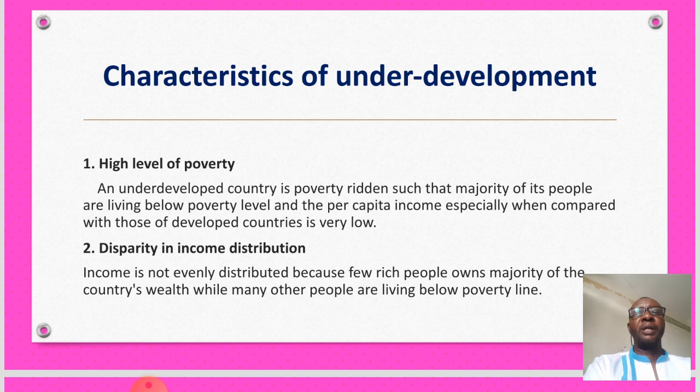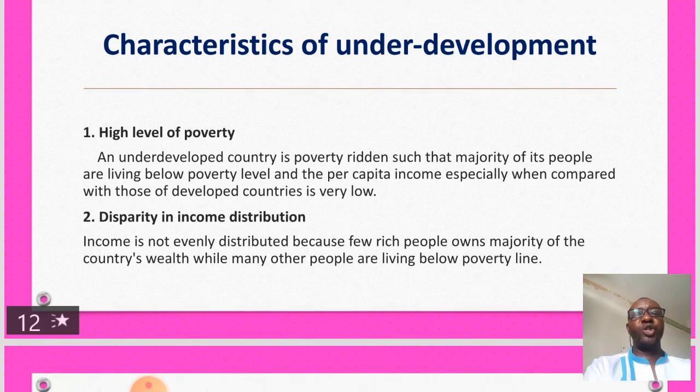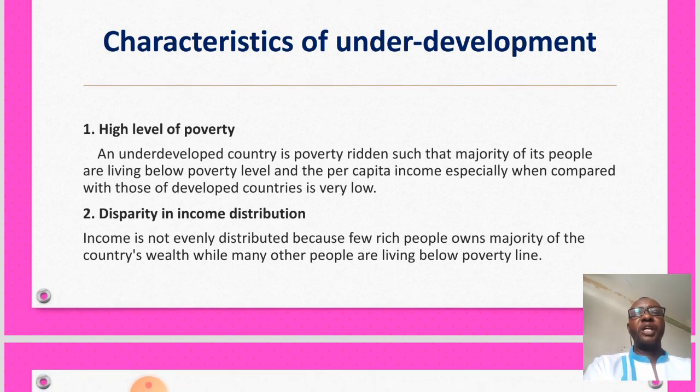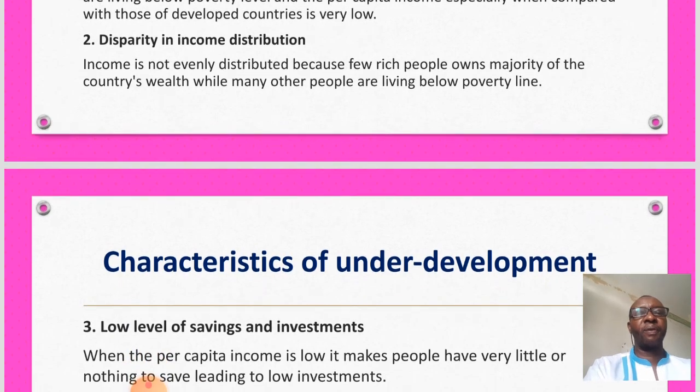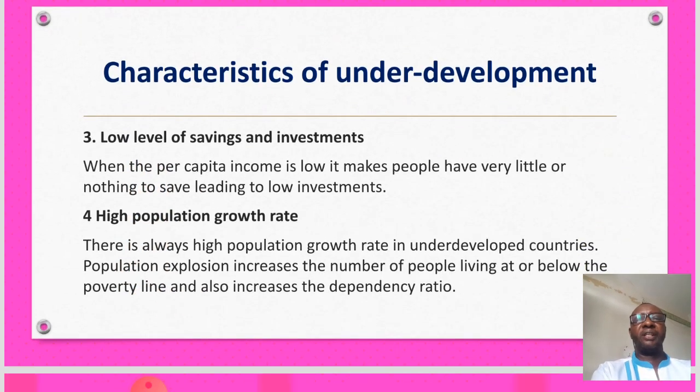Number two, disparity in income distribution. Income is not evenly distributed because a few rich people own the majority of the country's wealth, while many other people are living below the poverty line. Number three, low level of savings and investments. When per capita income is low, it makes people have little or nothing to save, leading to low investments.